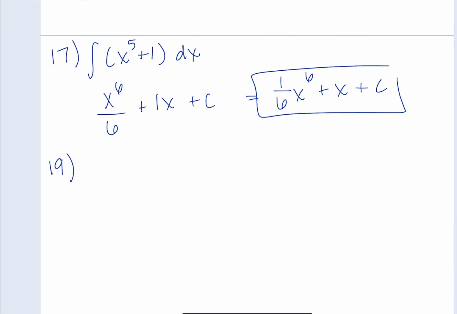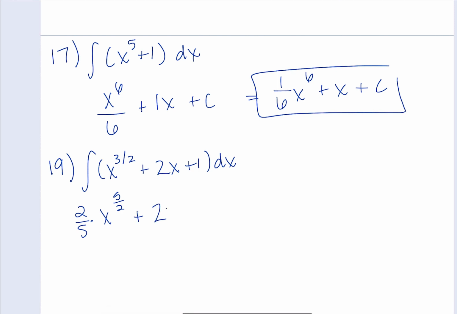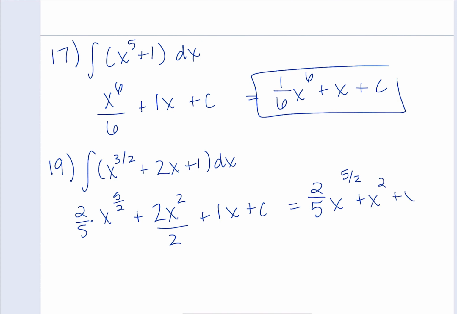Number 19, we have x to the 3/2 plus 2x plus 1. And this will give us x to the 5/2 times, and we'll do the reciprocal, 2/5. And this is 2x, that'll go to x squared over 2, and 1 goes to x. We have 2/5 x to the 5/2 plus just an x squared plus an x plus a c.